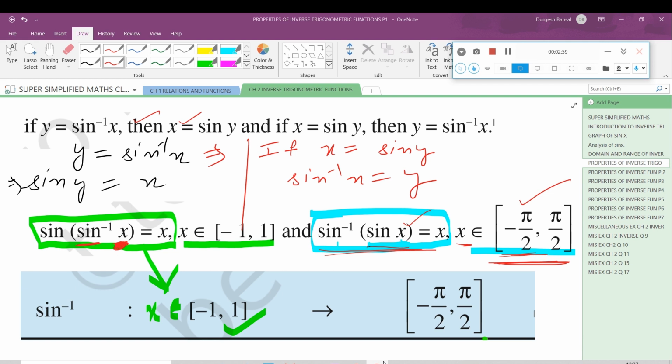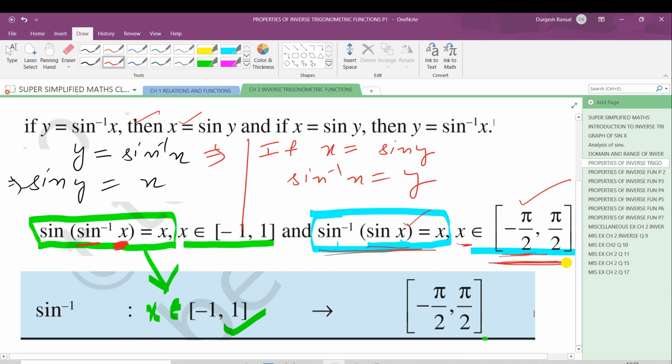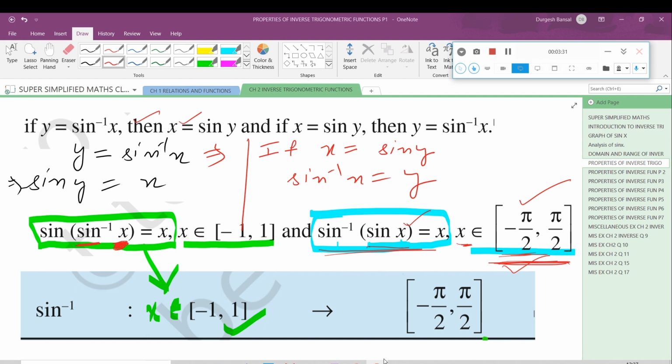So the domain of the sine function after making it 1-1. Otherwise, we know that the domain of the sine function is R, the complete set of real numbers. But as we discussed in our previous video, we make the sine function 1-1, which was not 1-1, by restricting its domain to one of the intervals, -π/2 to π/2. So whenever we talk about the sine function or cos function in case of inverse functions, we shall take their restricted domains only, and therefore x should belong to its restricted domain -π/2 to π/2.